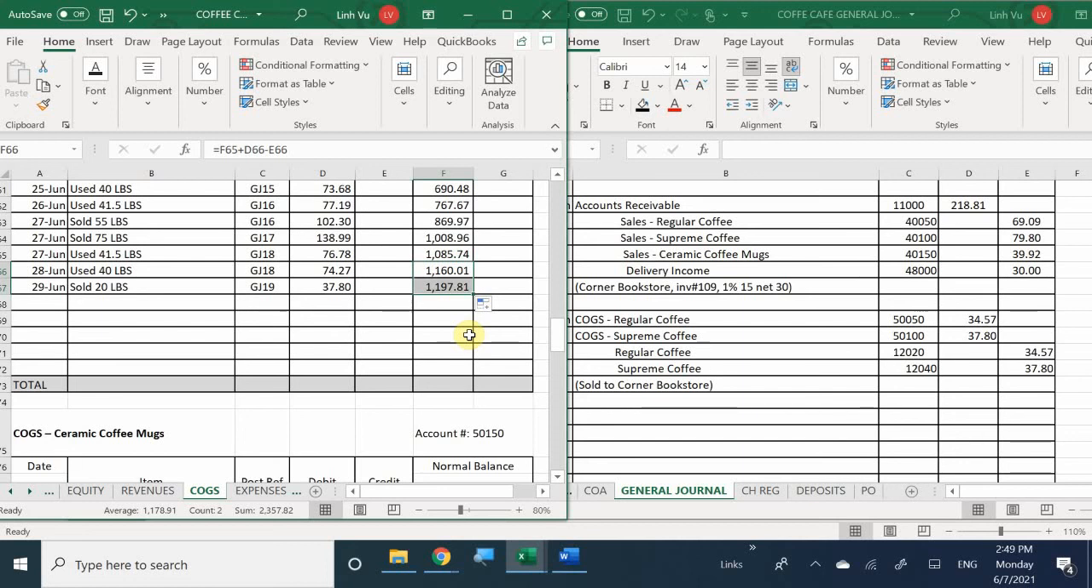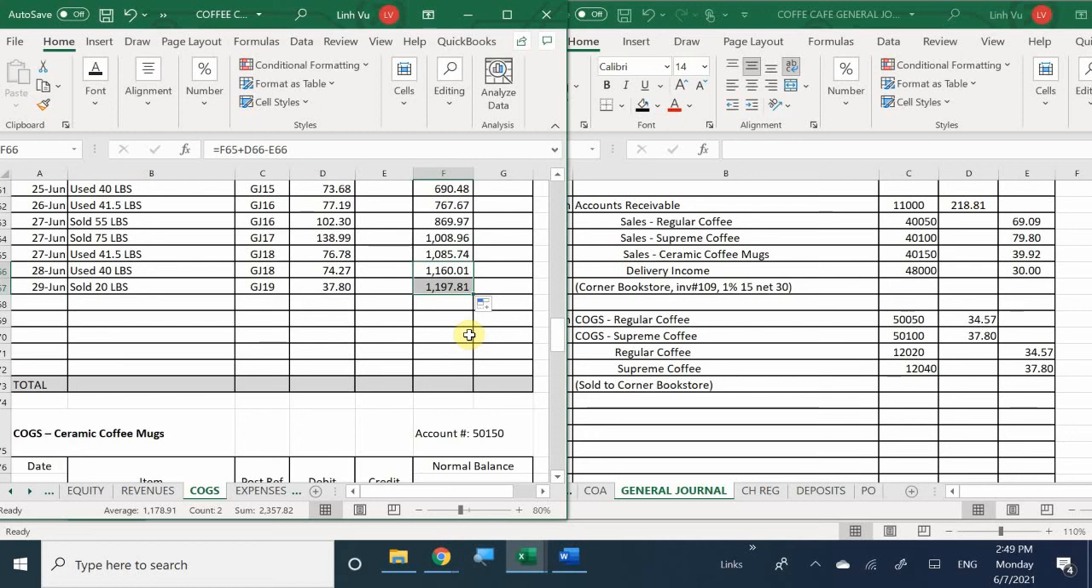Okay, I'm not sure where to go next. All right. In our journal, what's the next thing we still have to post to our ledger? Our regular coffee assets, yes. So here, this is what you have to do: whatever you post into the journal, you post to the ledger. In this case, I used 4 accounts, and we only updated 2 accounts so far.